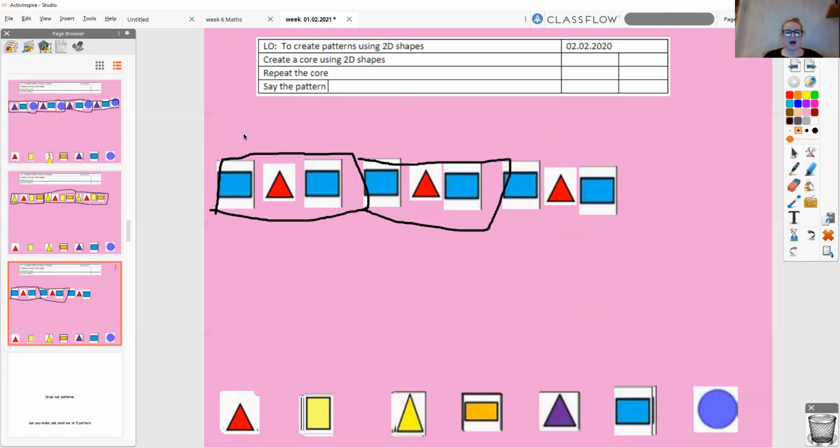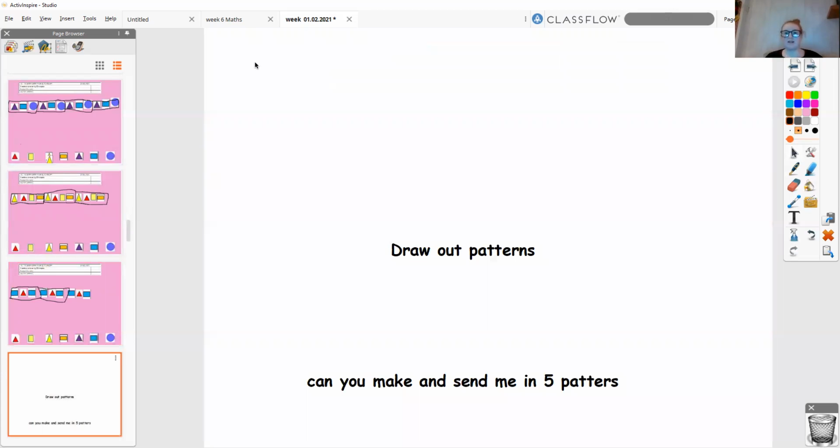We have blue square, red triangle, blue square, blue square, red triangle, blue square, blue square, red triangle, blue square. Fantastic. Okay, so I want you to now spend some time and create your own pattern.